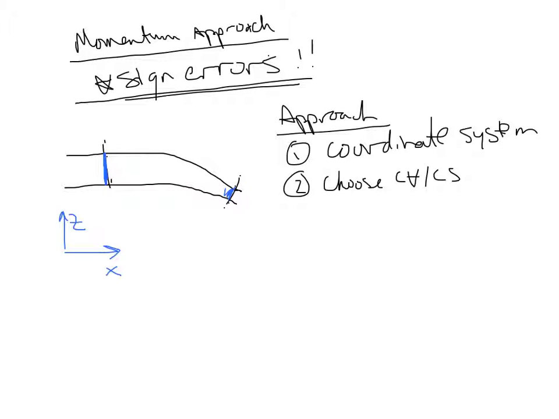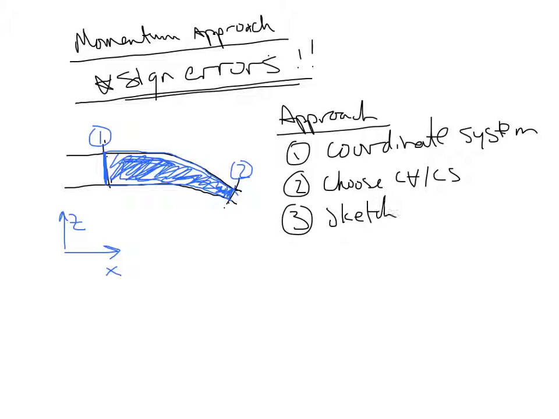You also want to make sure that the control volume encompasses the interactions that define the forces. And so in this case, we want to know the force that's acting on the fluid in the bend. So we define our control volume to be this entire reach going around the bend from surface 1 to surface 2. Okay, third step is to sketch the forces and the velocities.